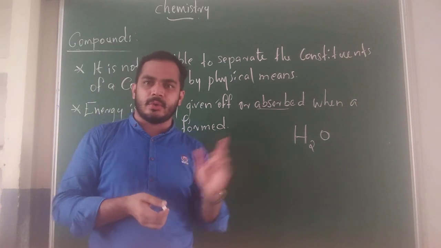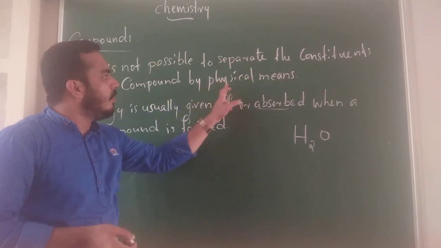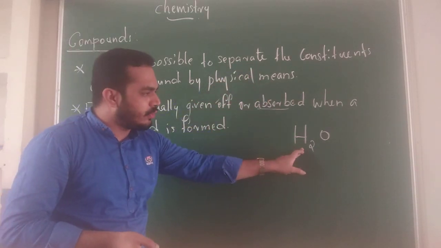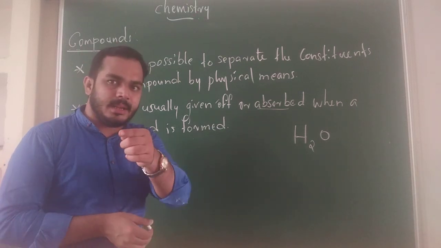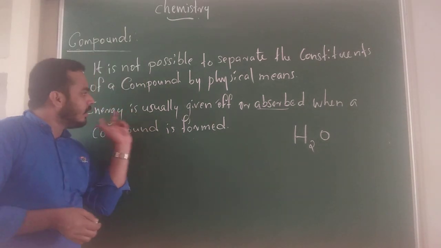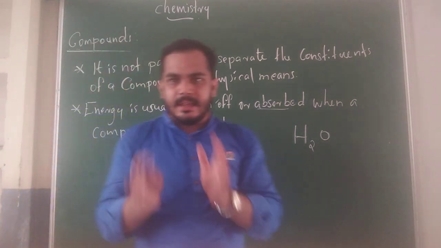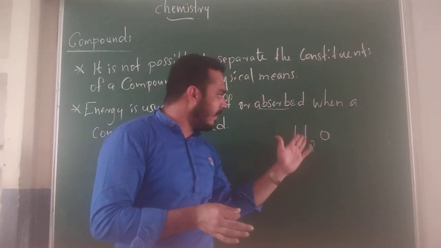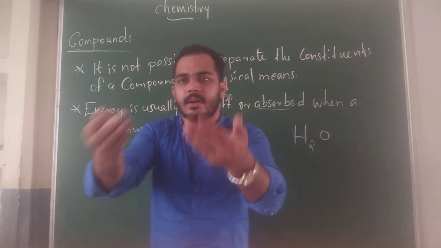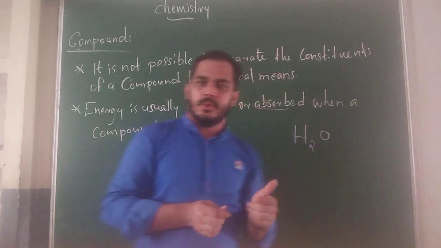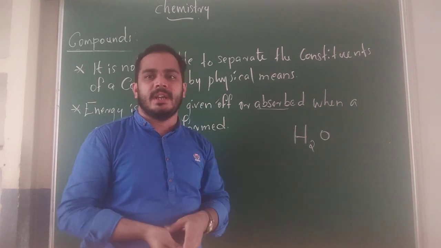So I hope all of you understood the topic. Second one, it is not possible to separate the constituents by physical means. So it is only possible to separate the constituents with the help of a chemical method. Okay, that's the method named electrolysis. And this one, the energy is usually given off or absorbed when a compound is formed. In any kind of compound other than water, when a compound is formed, energy may be given off or absorbed. One example is given here, the formation of the water produces heat energy and light energy.